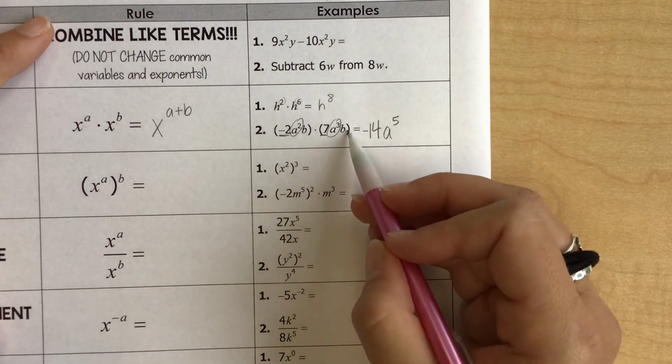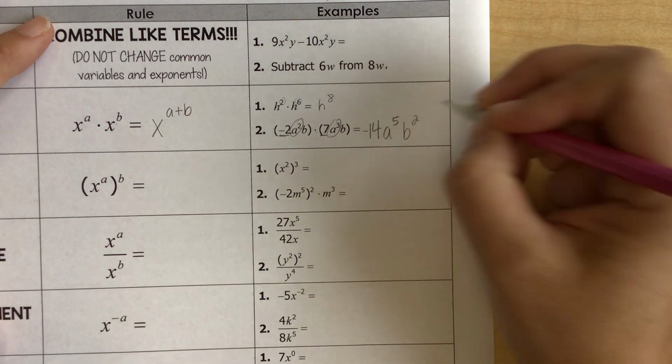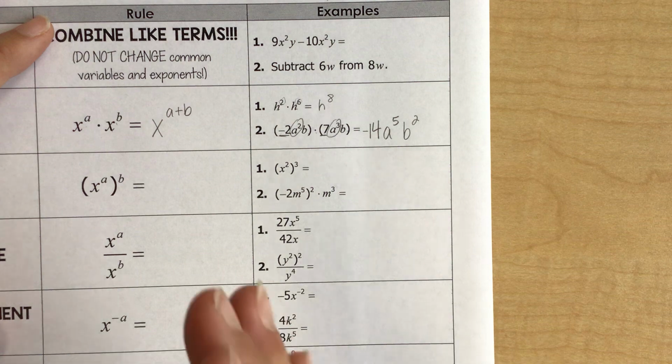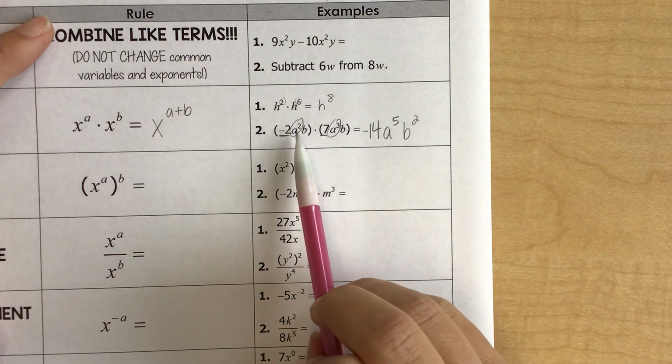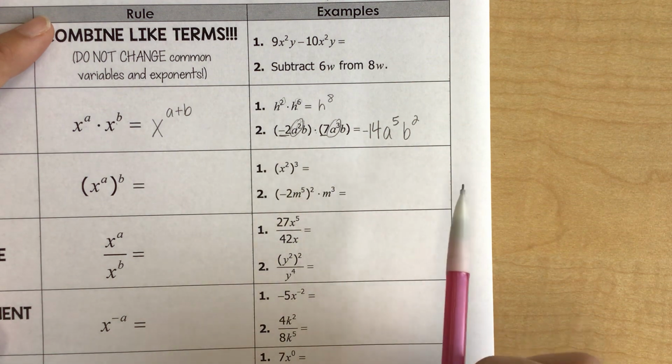And then I have b times b. So b to the 1st times b to the 1st, that's b squared. Okay, so you just take it piece by piece. Now, notice that I did not combine the a squared with b. They have different bases, so we don't combine those.